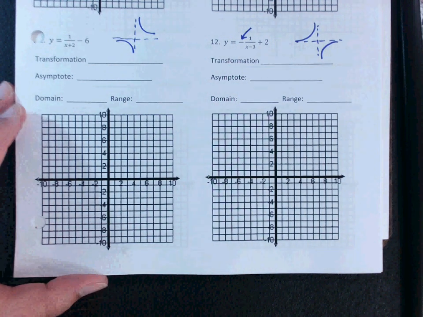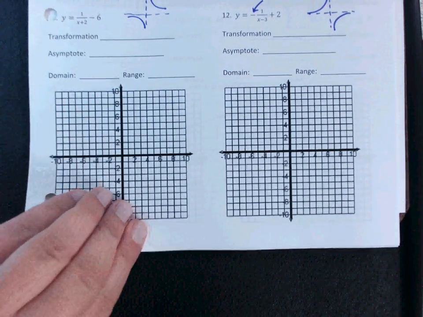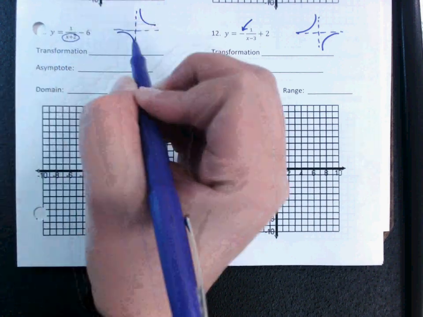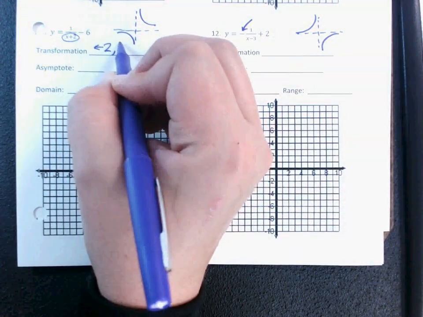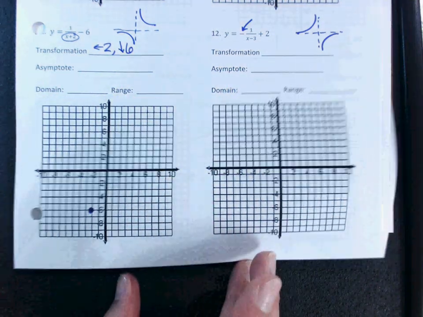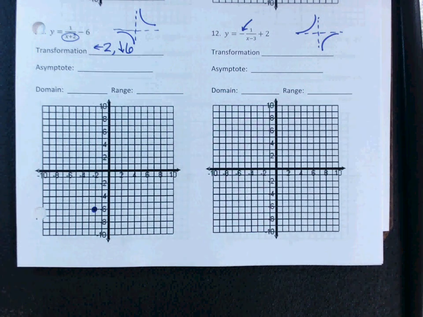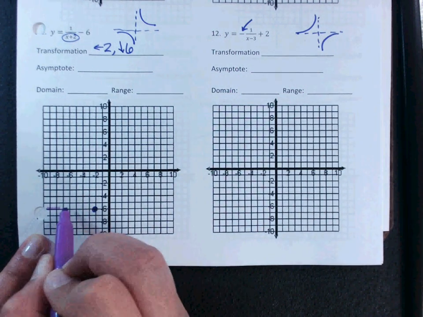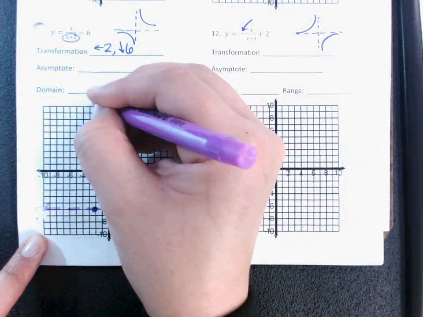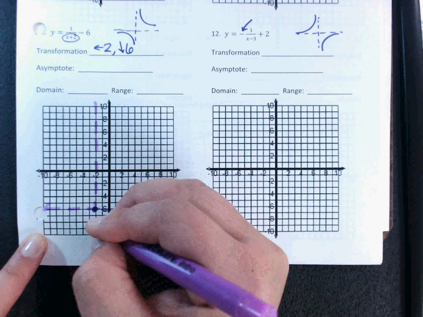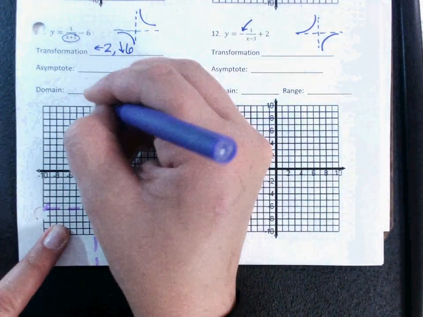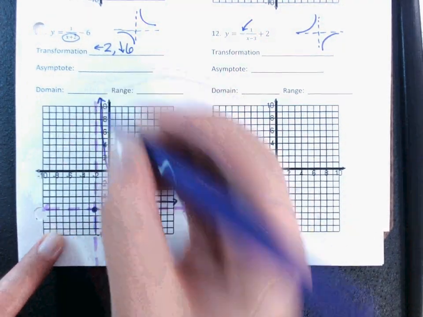Okay. Let's do number 11. Which way are we shifting our graph? I have an x plus 2 on the bottom. Left 2. What about the -6? Down 6. So left 2, down 6, way down here. And then I'm going to draw in the asymptotes going both directions. One flat across, and one up and down here. And then your graph would be in this corner, and this corner.